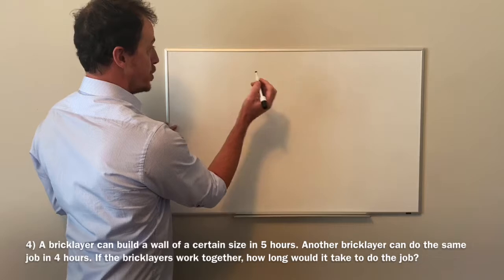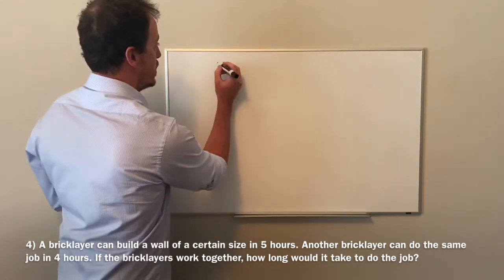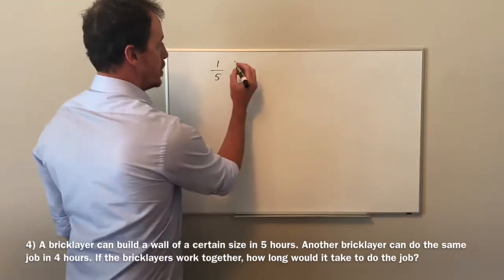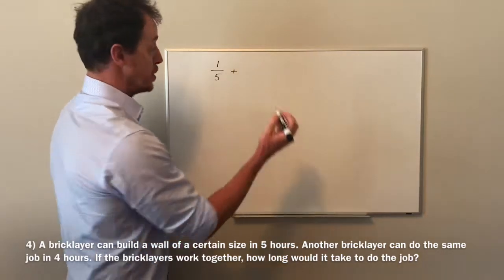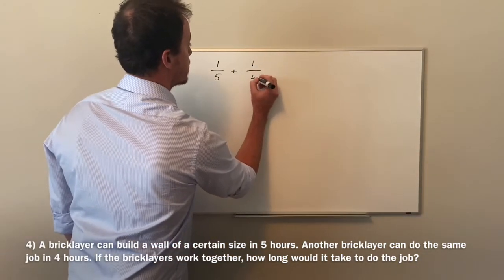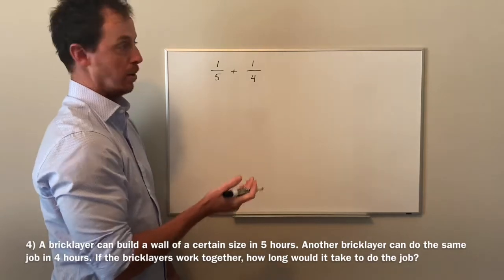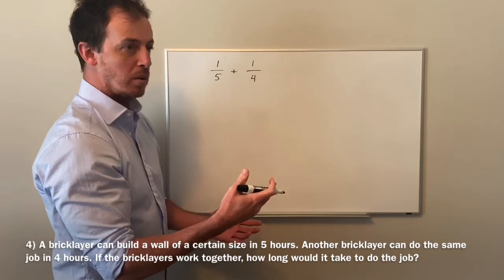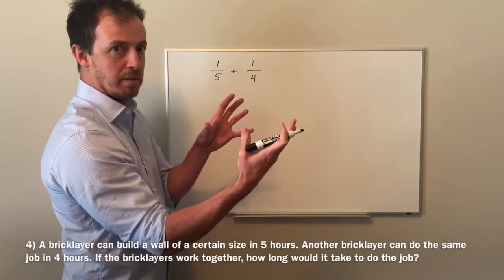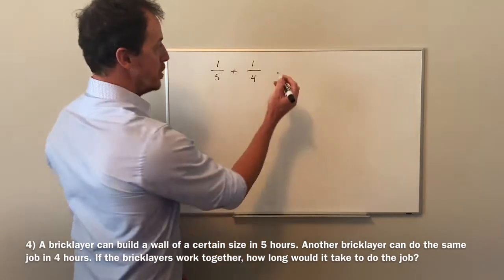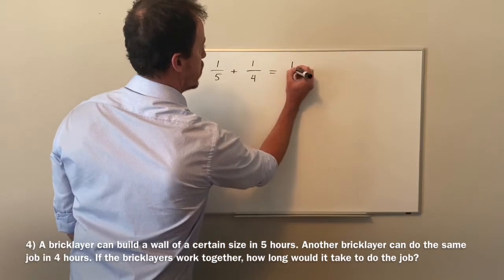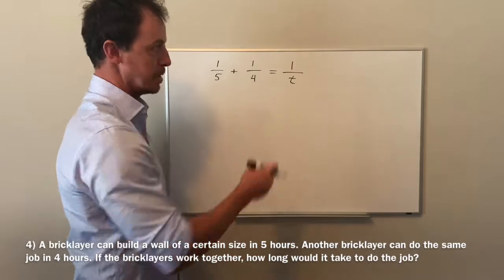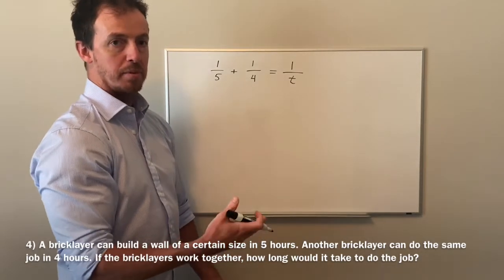The first bricklayer, it takes him 5 hours to do it, so he can do a fifth of it in 1 hour. The other one can do it in 4 hours, so he would do a fourth of it every hour. And you remember what we did a minute ago, where we took the sum of those and divided it into 1? Well, that's all I'm gonna do here. I'm gonna say 1 over t for total time. That's what it would be for both of them to do it together.